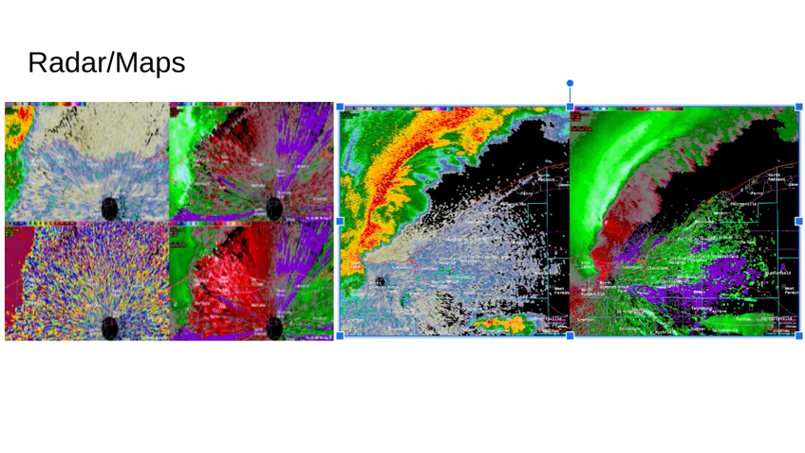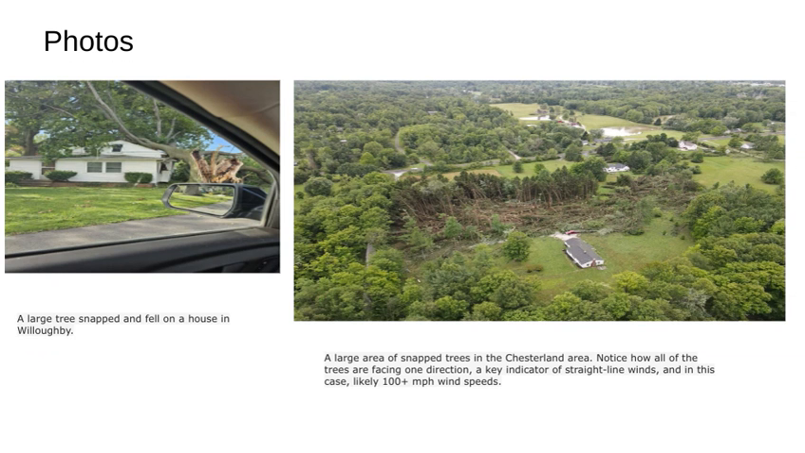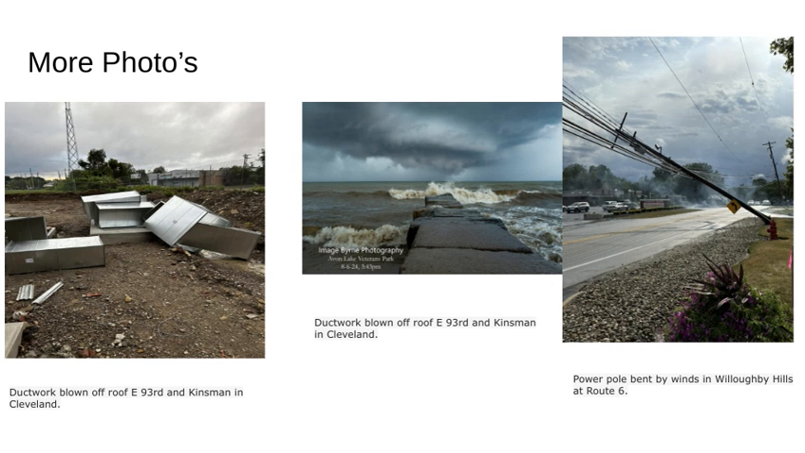And then last but not least is a picture that we want to show you guys. So photos, this is a lot of trees snapped in front of a house in Wolverine Hills. You can see there it is. A lot of area snapped trees in the Chesterland area. It shows how much damage straight line winds can cause. Wow, you guys can see that. More photos include the dirt blowing off a roof on East 93rd and Crescent in Cleveland. You can see that. And then powerful winds in Warren Hills. You guys can see that. There was some fire here right now.